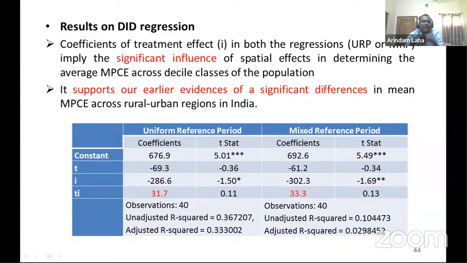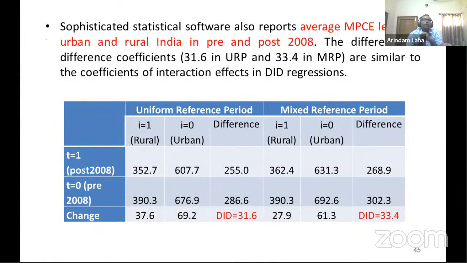But here you can use your statistical software. I shall show you later on how you can use your statistical software like Stata. So in order to calculate your average MPCE level, these are the average MPCE levels. So 352, what does it mean? For the rural household, in the post-crisis situation, what is their mean consumption expenditure? 352 is the mean consumption expenditure in the post-crisis situation. Similarly, in the pre-crisis situation, it is 390. Okay, so these are the mean consumption expenditure.